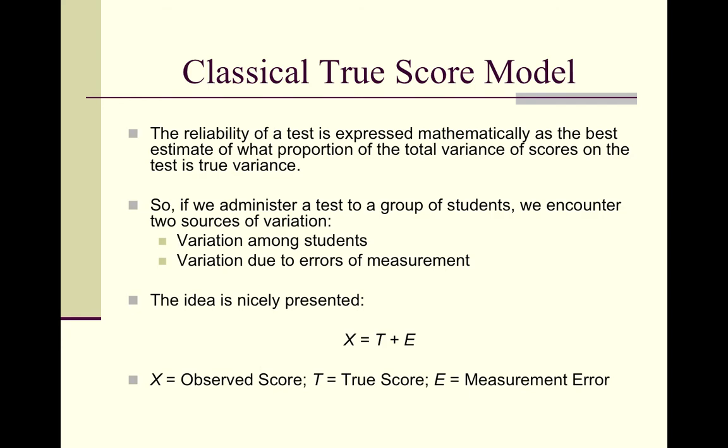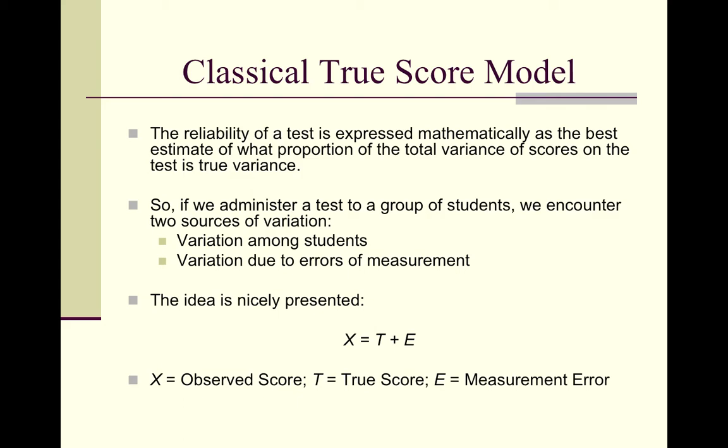All right, gang, more on the classical true score model. The reliability of a test is expressed mathematically as the best estimate of what proportion of the total variance of scores on the test is true variance. So what's true variance? What's random variance?